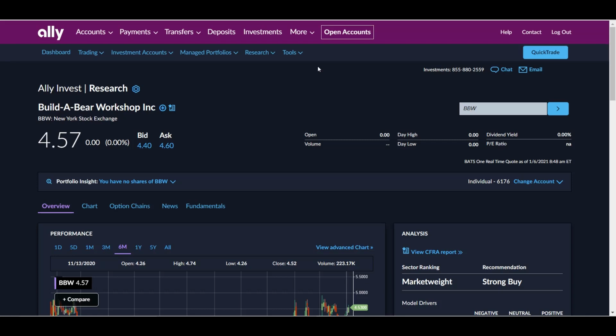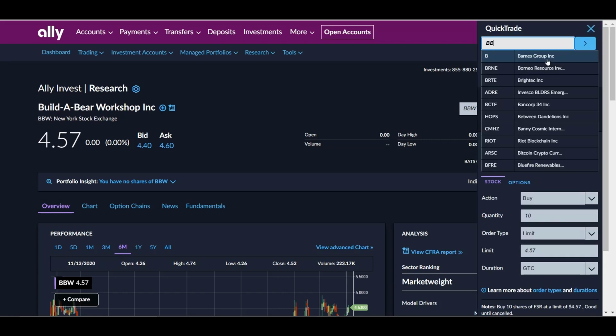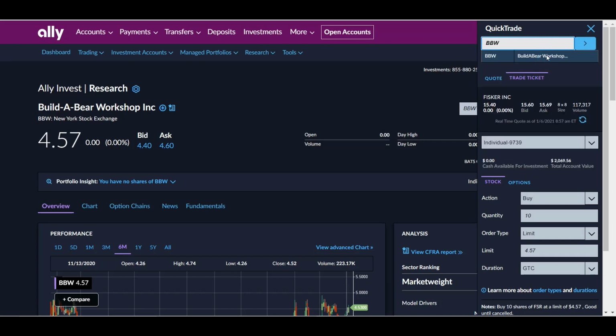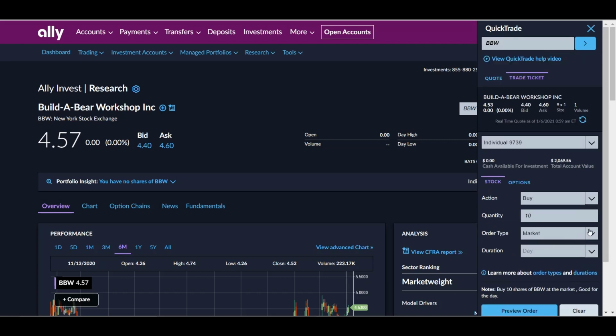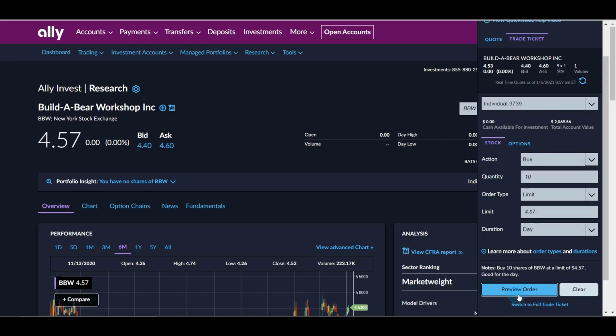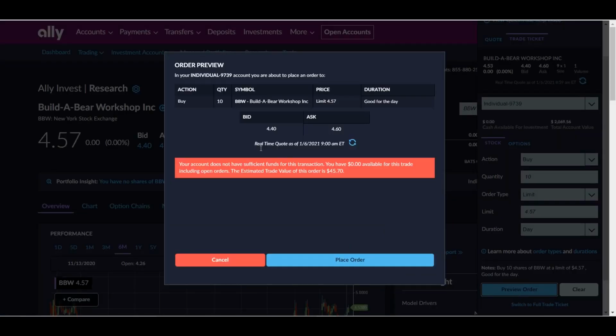So to see that done in real life, right here we see Build-A-Bear is currently at 457. They have an ask of 460. I'm going to go over here to Quick Trade, BBW. There we go. All right, so let's go to limits, 457. Leave it at day. All right, yeah, there we go.